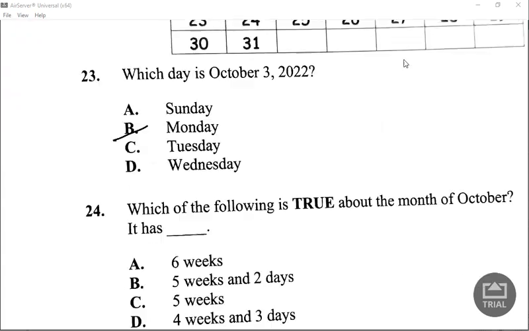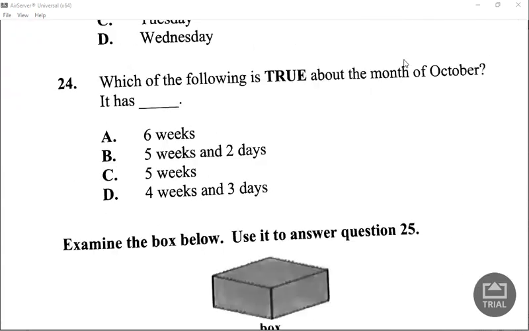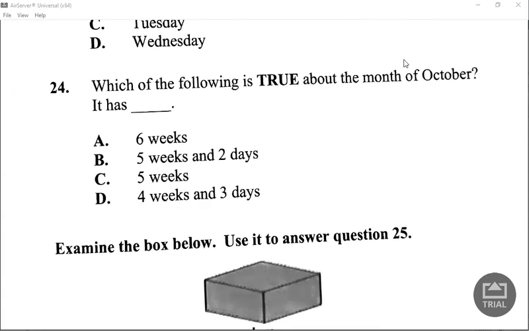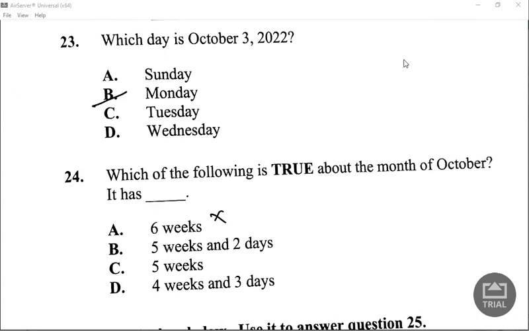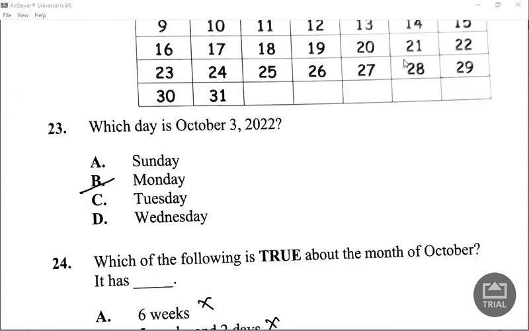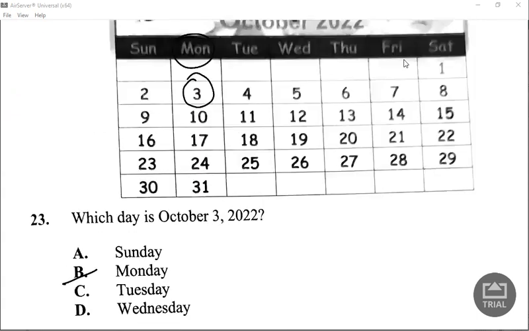Number 24. Which of the following is true about the month of October? 6 weeks? No. 5 weeks, 2 days? No. 5 weeks? No. 4 weeks and 3 days. That would be correct. So for 24, it's D. Let's move on to 25.